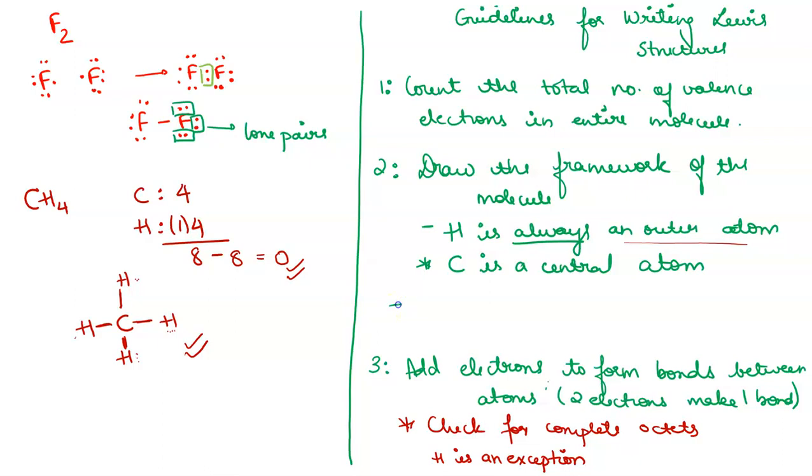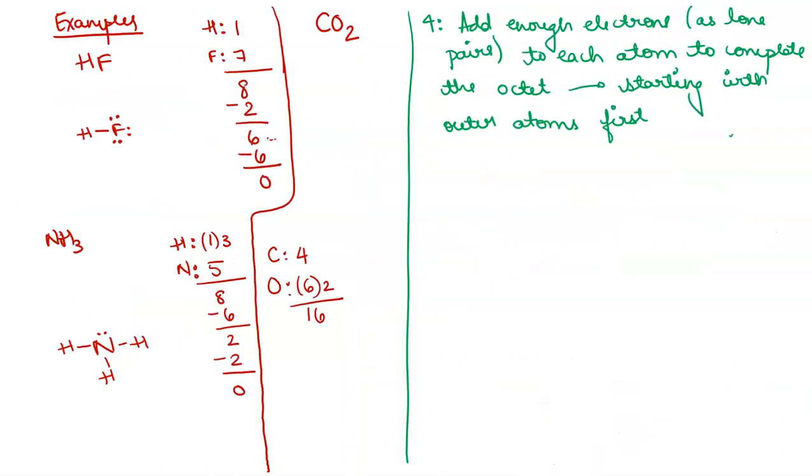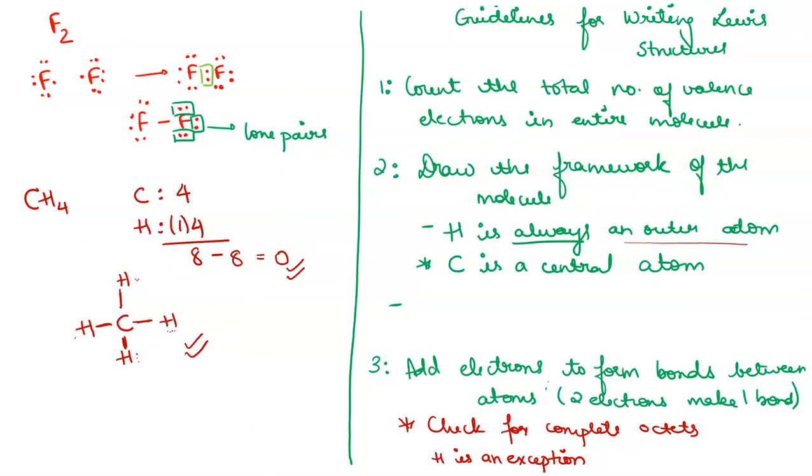Another clue to build a framework is that you want to put the more, we haven't really talked about this, but it'll be coming up towards the end of the current chapter, the more electronegative atom as an outer atom. Electronegativity is a trend that we have on the periodic table. I'm going to mention that very quickly on this side.